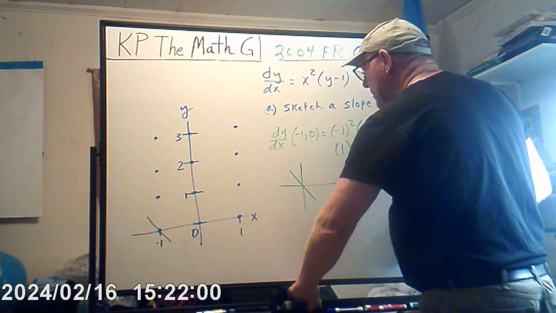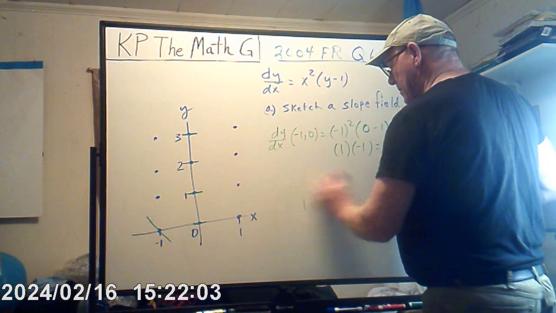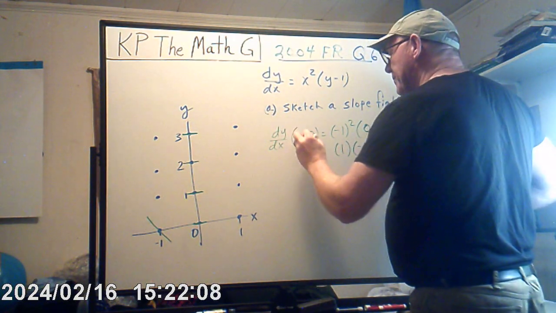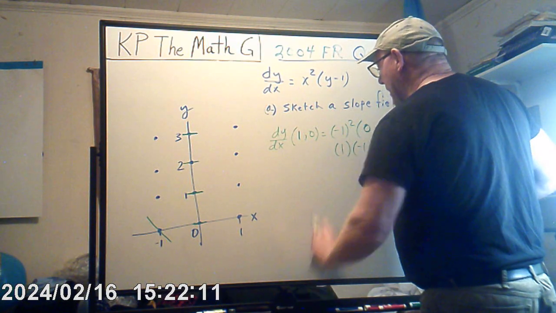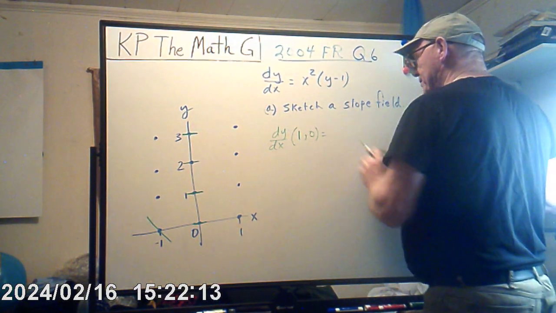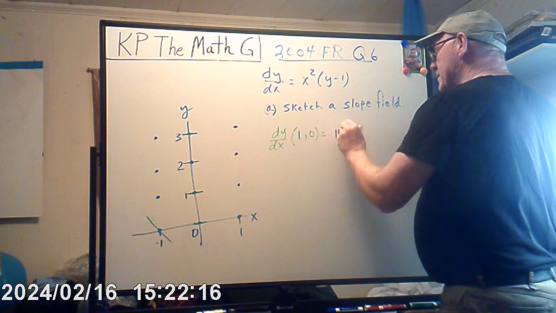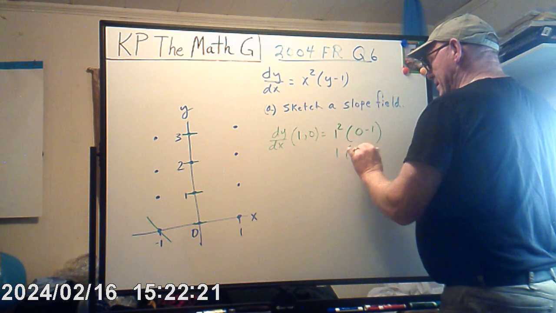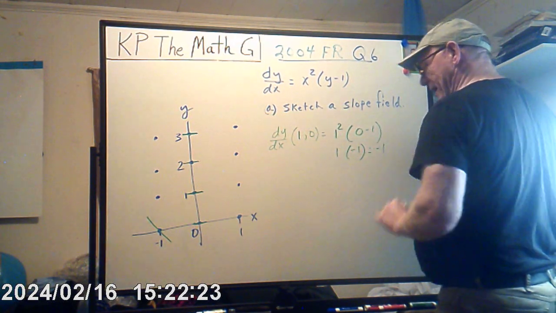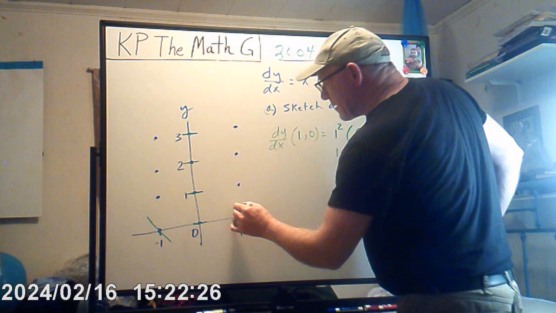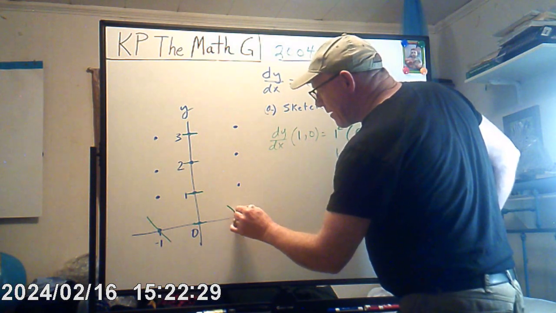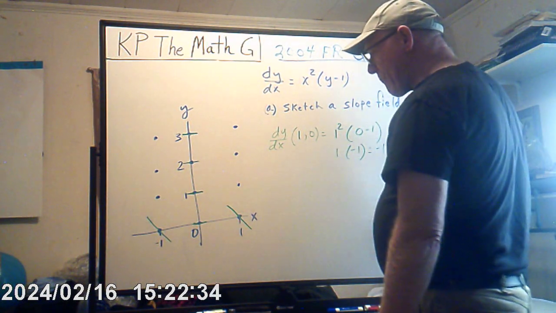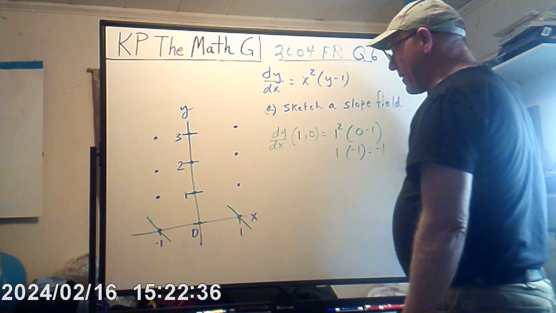Let's do 1 comma 0. It doesn't really matter which ones you do first. So 1 comma 0 is 1 squared times 0 minus 1, and that's going to be 1 times negative 1, which is still negative 1. So negative 1 is going to be here too, again at a 45 right through there, just like that. And that's what we have here.